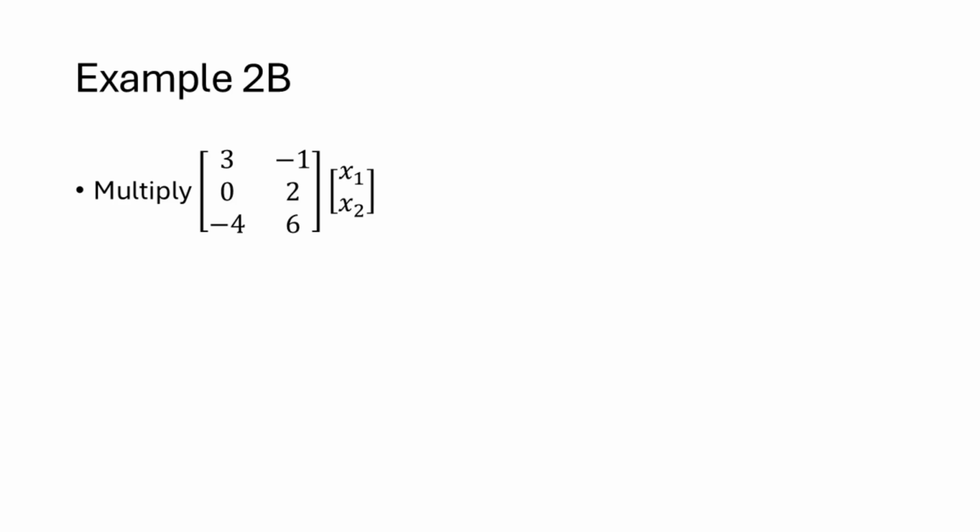In this example, we have a matrix with 3 rows and 2 columns being multiplied by a vector x that only has 2 entries. And again, we check to make sure that the number of columns of my matrix matches the number of entries of my vector x, and in this case, again, they do match.